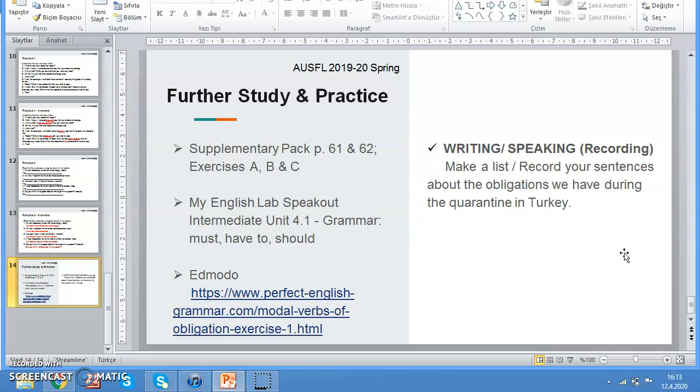After you study modals of obligation, please make a list or record your sentences about the obligations we have during the quarantine in Turkey. That's all for now.